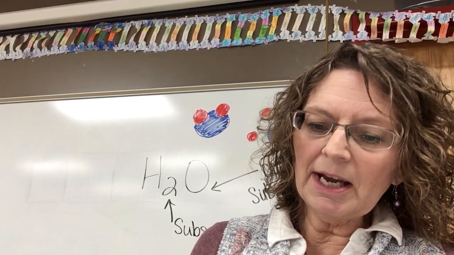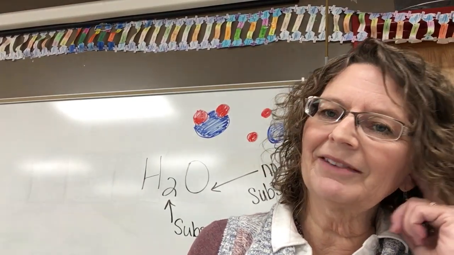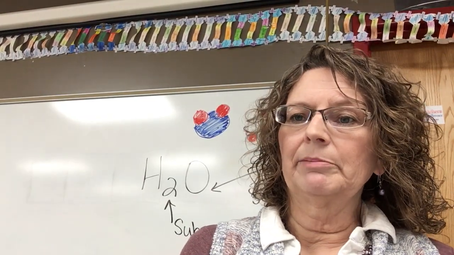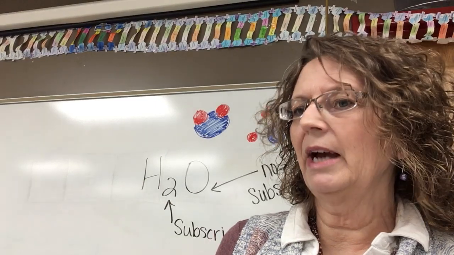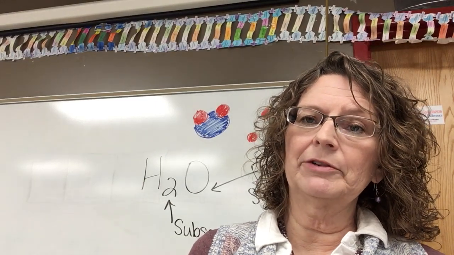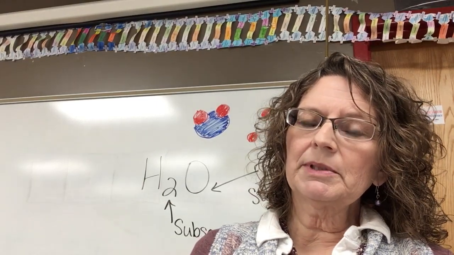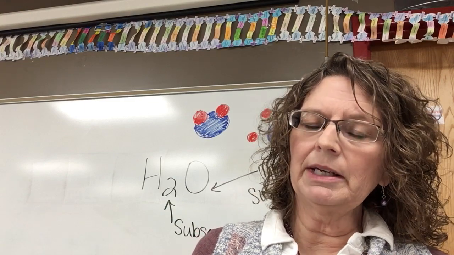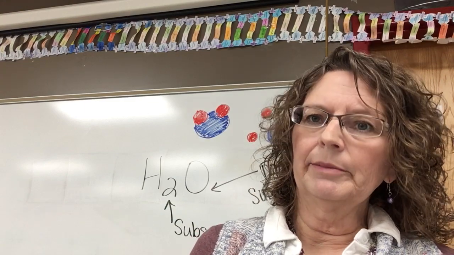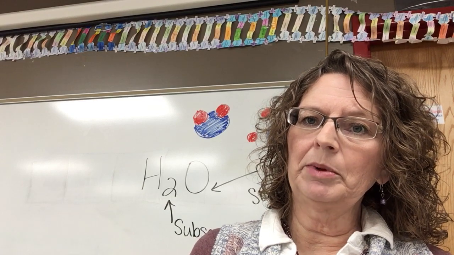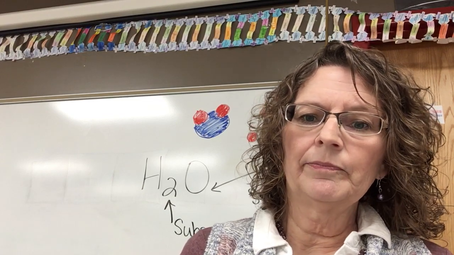The number of each type of atom in a chemical formula is given by a subscript. So the 2 after the H means there are 2 hydrogen. That's the subscript, and it identifies how many atoms of that element will be present in this compound.